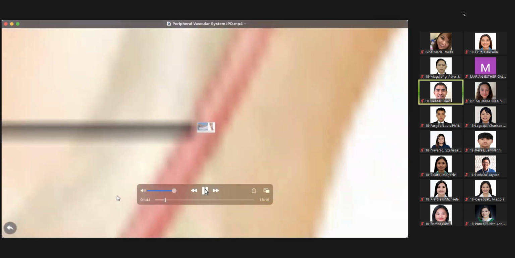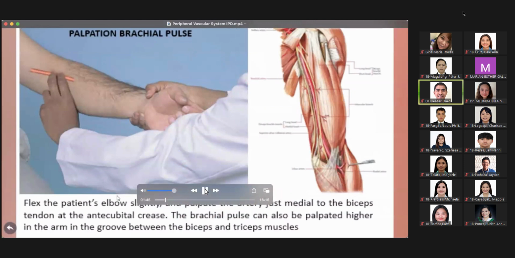For the brachial pulse, just let the patient flex the elbow. It is located just medial to the biceps tendon at the antecubital crest and can be palpated at the groove between the biceps and the triceps muscles.